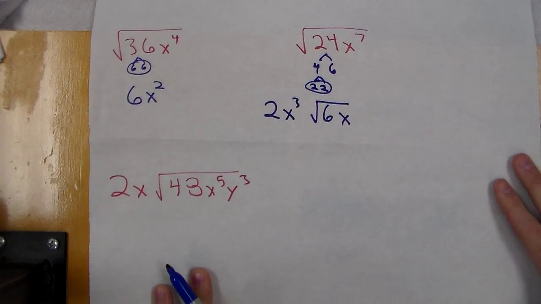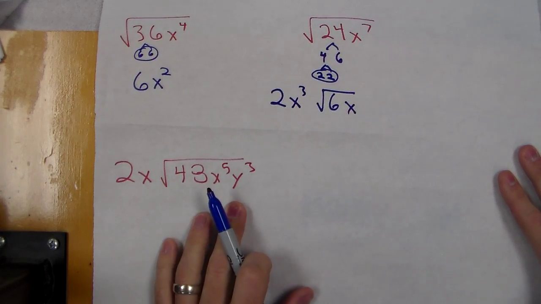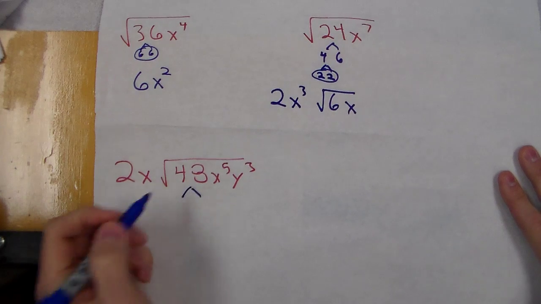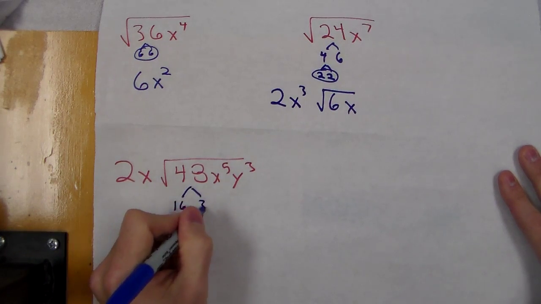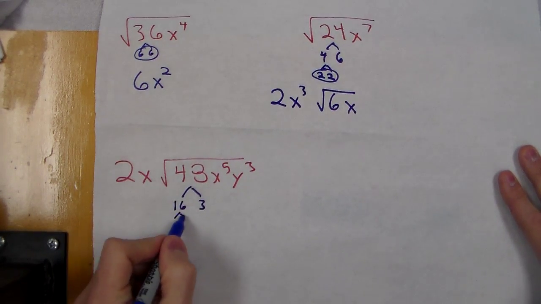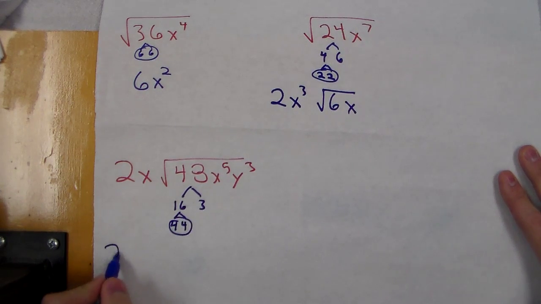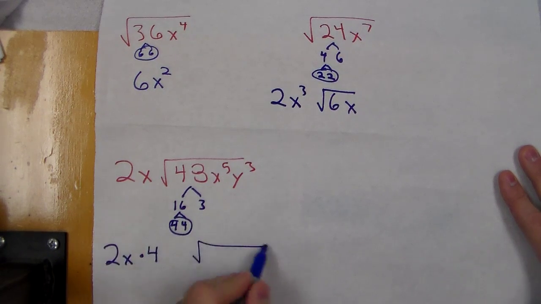Building upon that a little bit more, we now get to something like 2x times the square root of 48x to the 5th, y to the 3rd. Let's go to 48 first. 16 times 3 is probably the best way to go about the factors, because that takes out a set of 4's. So we're going to have 2x times the 4 coming out.